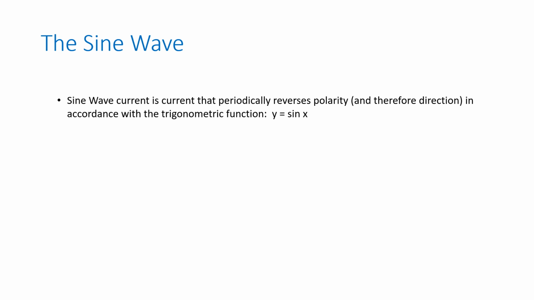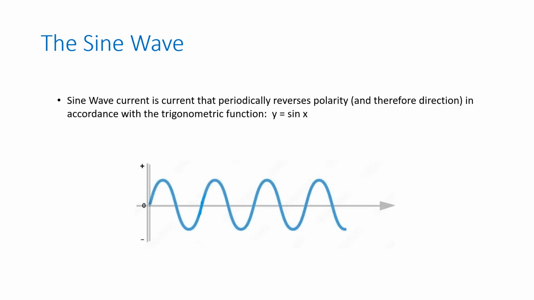The sine wave is a form of alternating current that periodically reverses, but it follows the trigonometric sine function. And don't worry about trigonometry, we're not going to do any. But if someone asks you, why do you call it a sine wave? Just tell them it follows the sine function from trig. And that'll usually solve their curiosity for a while anyway. So here's what a sine wave actually looks like. And you'll notice right away, it's a much more gentle thing. There's no sharp edges.